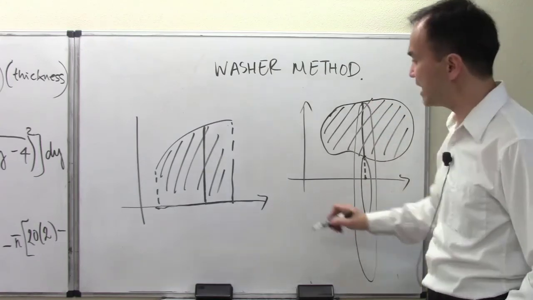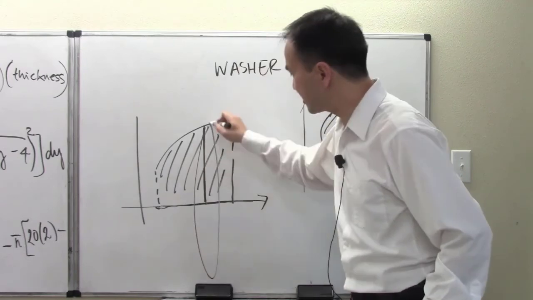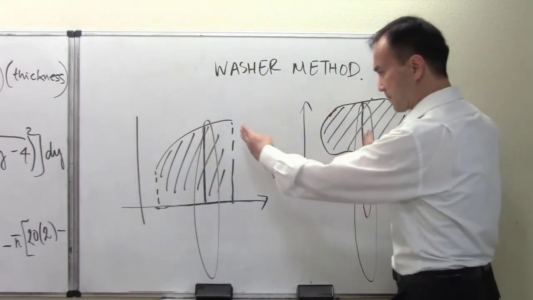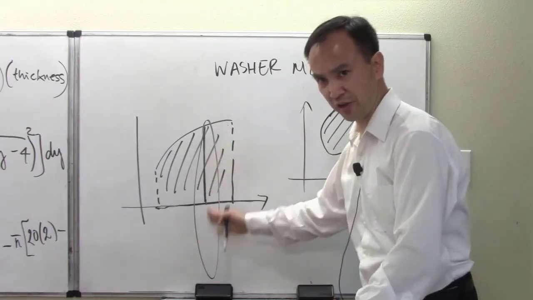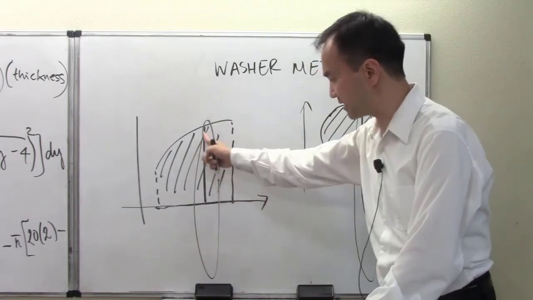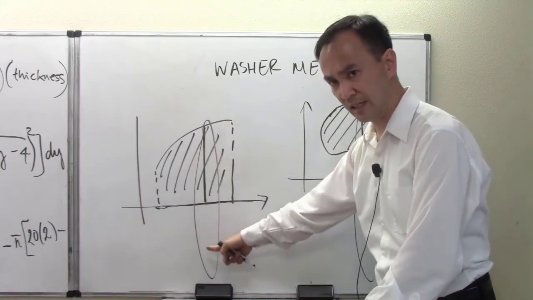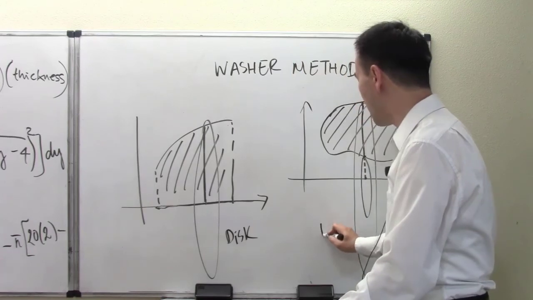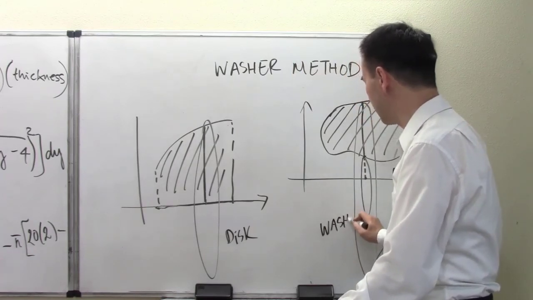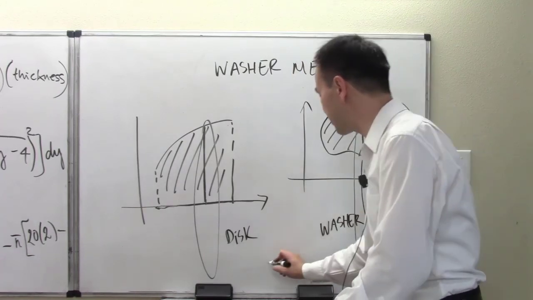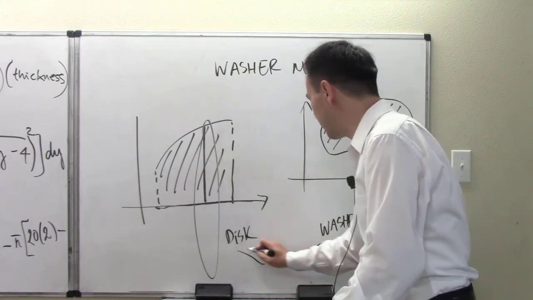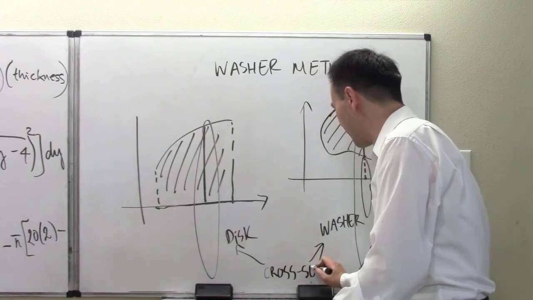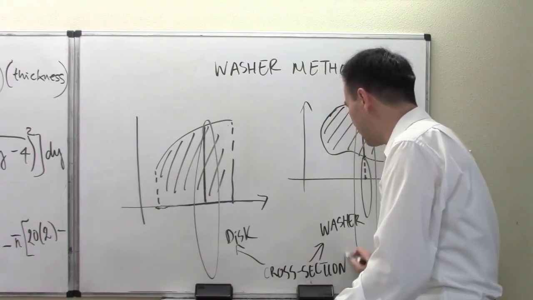But in the end, these are really all the same methods. Washer is only an extension in a sense that it's still the cross section. What matters is whether the cross section is a disk or a washer. So disk is here. This is washer. Okay? Disk or washer, but in the end, any of these, it's a cross section. We're using cross section.